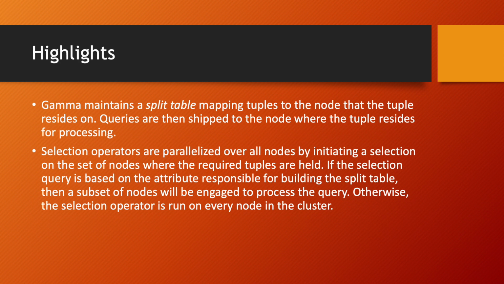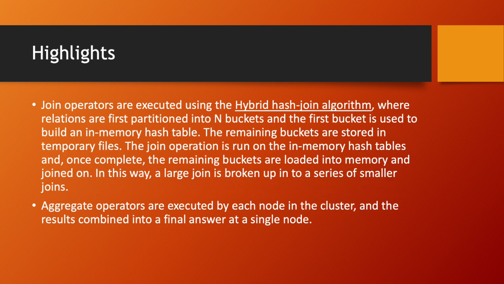Gamma maintains a split table mapping tuples to the node that the tuple resides on. Queries are then shipped to the node where the tuple resides for processing. Selection operators are parallelized over all nodes by initiating a selection on the set of nodes where the required tuples are held. If the selection query is based on the attribute used to build the split table, then a subset of nodes will be engaged to process the query. Otherwise, the selection operator is run on every node in the cluster.